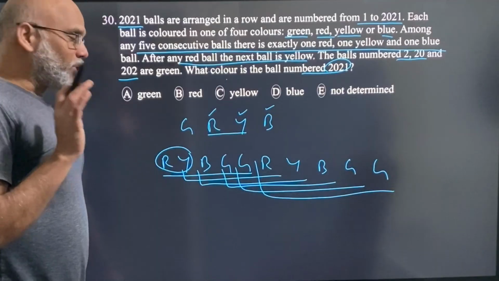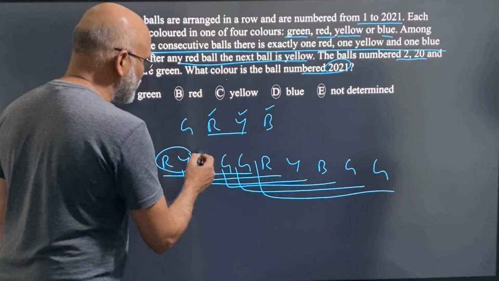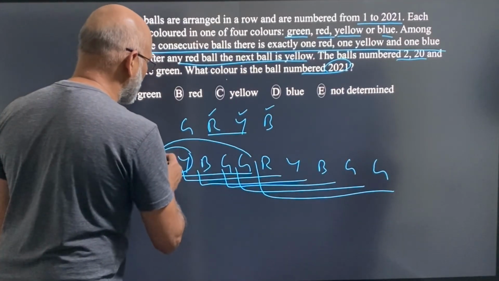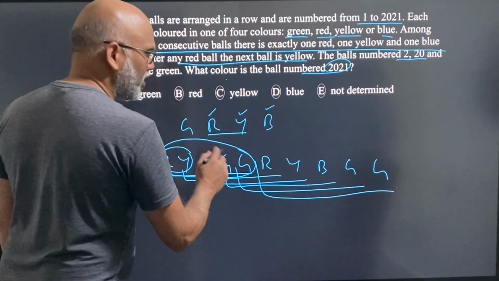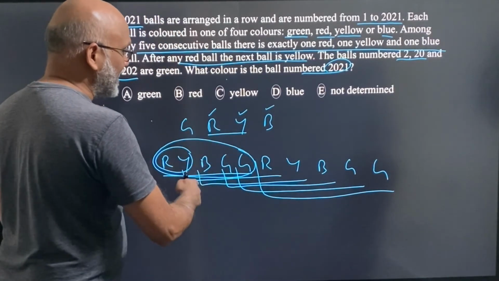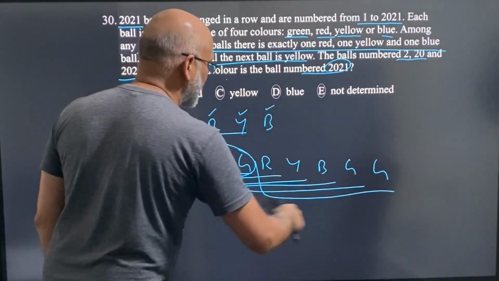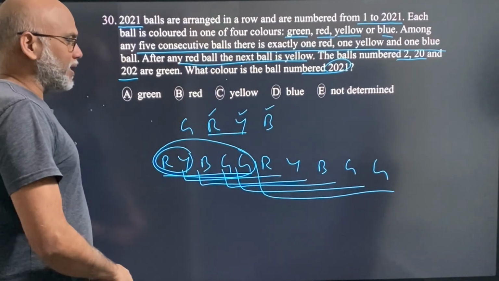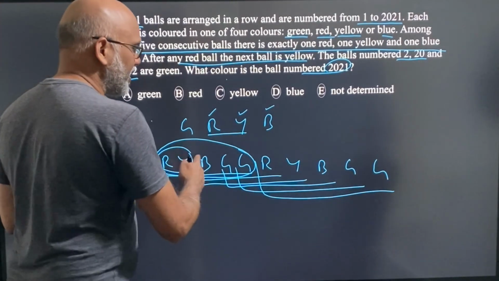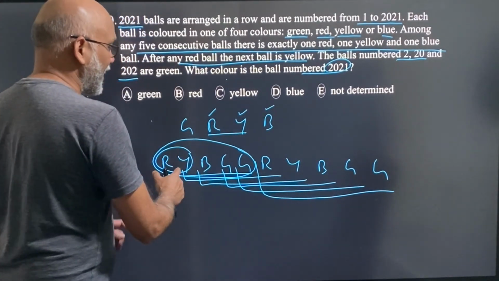So if you notice one thing, whatever pattern we start with, red, yellow, blue, green, green, or we don't know this pattern yet, that pattern must repeat. Now we can definitely experiment with a different arrangement.